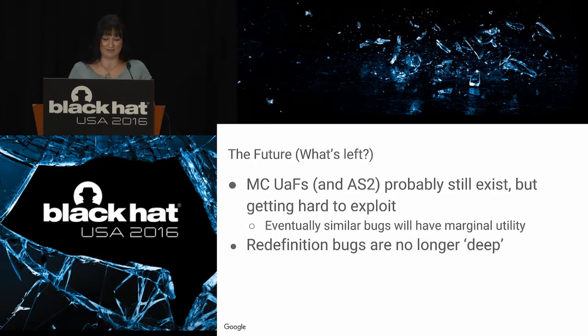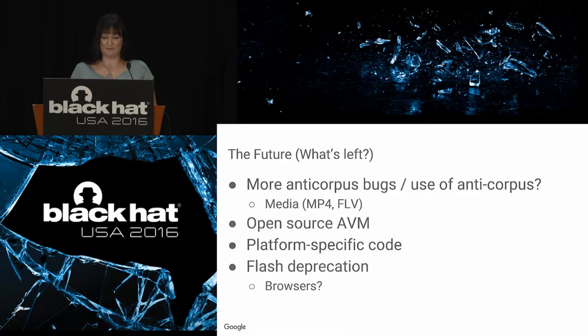Well, as I said, the movie clip used after freeze are still being used a lot, but they're getting harder to exploit, and I think as Adobe adds more mitigations, they're going to eventually have marginal utility. And as I said, the redefinition bugs are kind of gone in the future. I suspect we're probably going to see a few more fuzz bugs in media just because those have been turning up a bit lately. And there's also been a few bugs in the open source AVM. The thing about that is that the open source AVM, even though it's open source, the code is extremely complex, so there's quite a barrier to looking at it. So my suspicion is just because it's so complicated, there's still bugs in there.